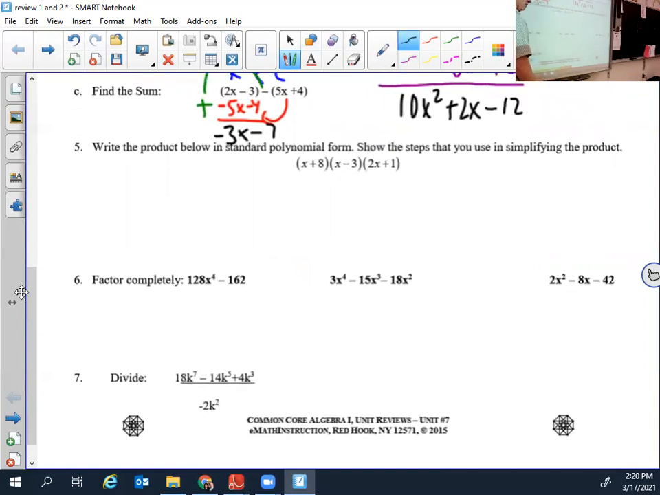For the next one, I'm going to be multiplying, but you need to break it down into parts. So we're just going to multiply these 2 things first, and then multiply the result by that. Now I'm going to do a little cheat here. I'm going to do the sum and product.